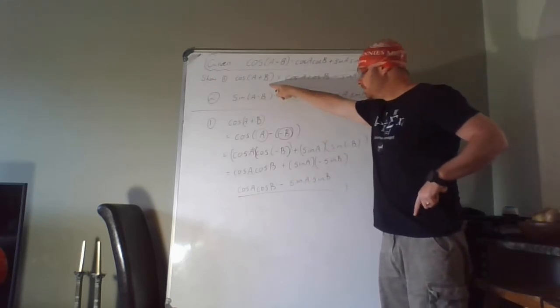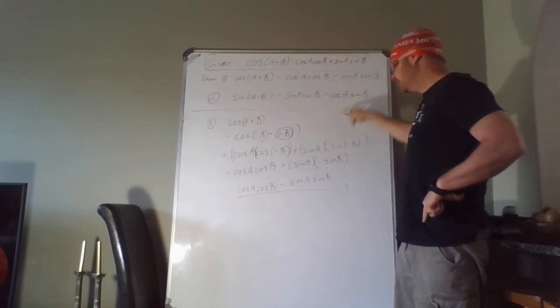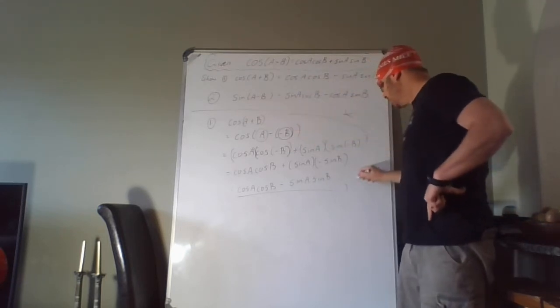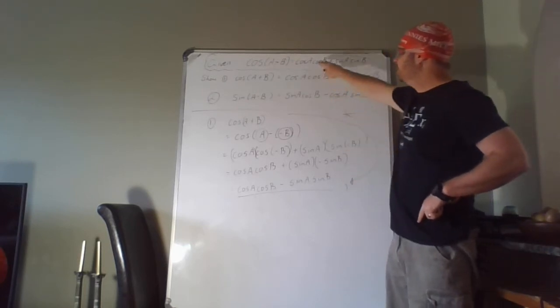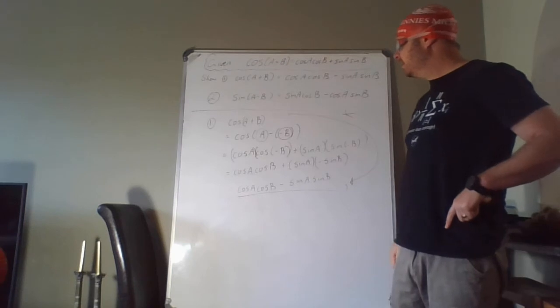Okay? Cos of an angle plus another angle is cos of both angles minus sine of both angles. So I've just shown that proof. But it stems, you have to use that to prove it. Okay? And that's how we develop these formulas.